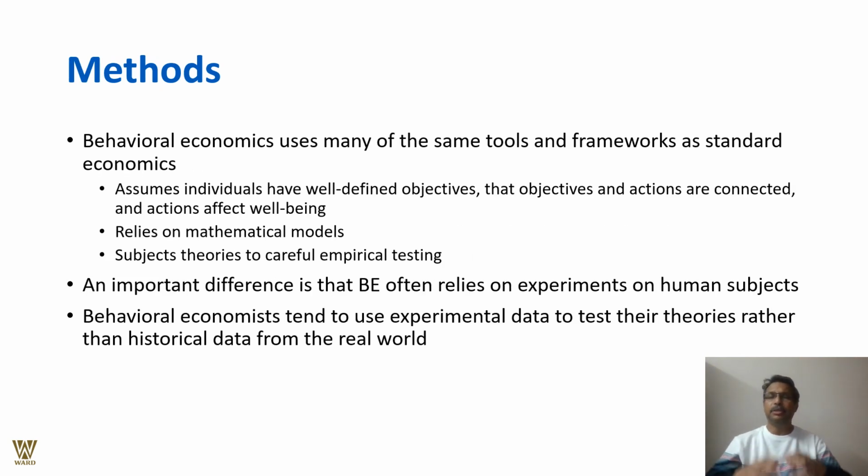Methods. Behavioral economics uses multiple methods, multiple tools and frameworks which are almost identical with standard economics. It assumes individuals have well-defined objectives, that objectives and actions are connected and actions affect well-being, relies on mathematical models, and subjects theories to careful empirical testing. An important difference is that BE, which stands for behavioral economics, often relies on experiments on human subjects. Behavioral economics tends to use experimental data to test their theories rather than the historical data in the real world. So that is what behavioral economists will be talking about.